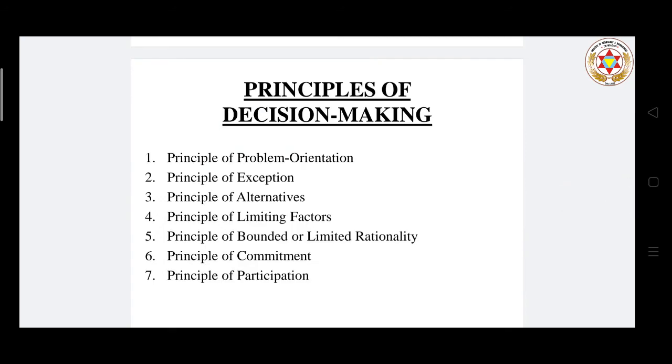Let's come to the principles of decision making. It says it's a principle of problem orientation, means there is a problem, it has to be sorted, there are various alternatives, it has to be solved. So it is a principle of expectations.